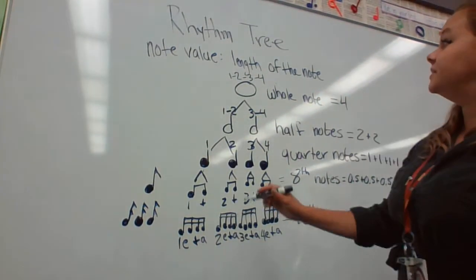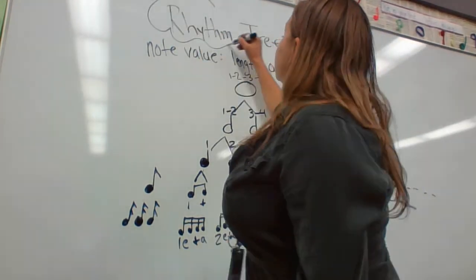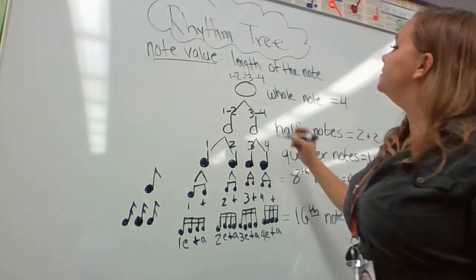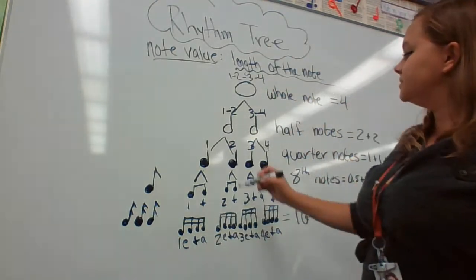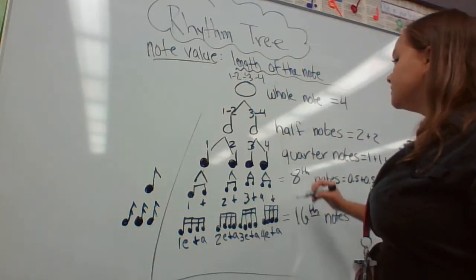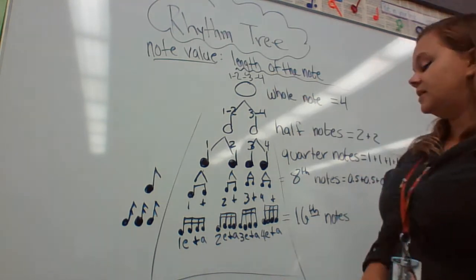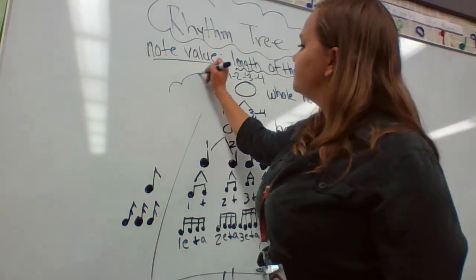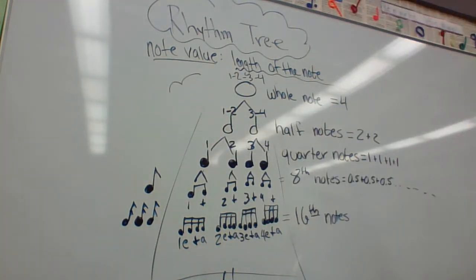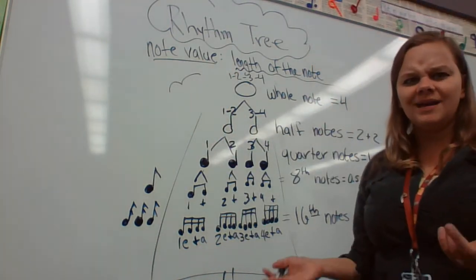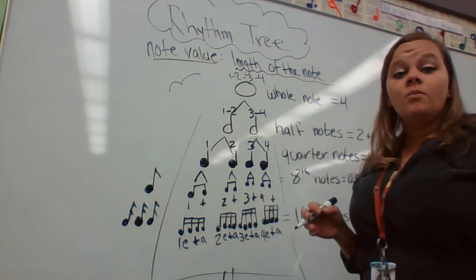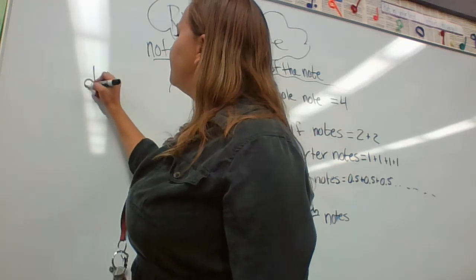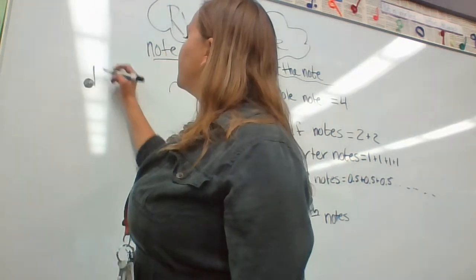So here's our rhythm tree. We're talking about note value, which means the length of the note. And here is our tree. Maybe there's some birds flying around our tree. So we have our rhythm tree, but how do we actually count a rhythm? Well, let's put it into practice. So let's start off with 4 quarter notes.